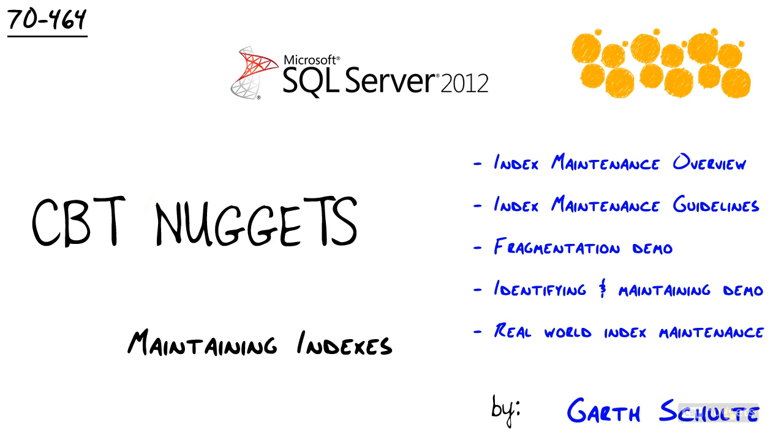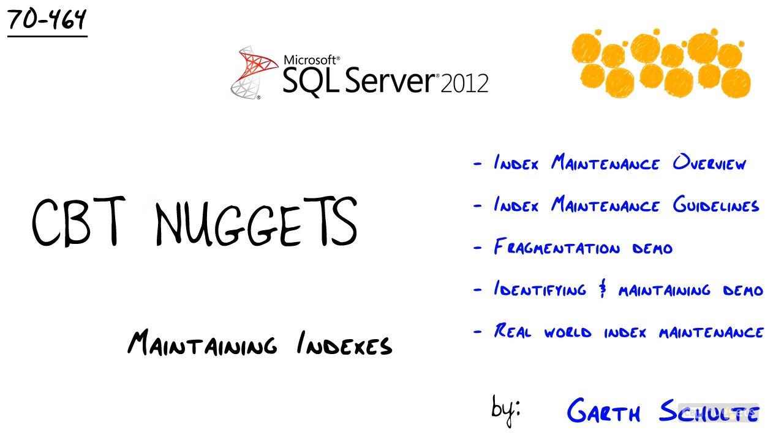In the world of 70-464, we have three objectives that deal with indexing. We have this one, maintaining indexes, which really comes after the fact. We're kind of going backwards here. But after your indexes have been in the wild, they start to degrade. What do you do to get them back to the best possible shape?